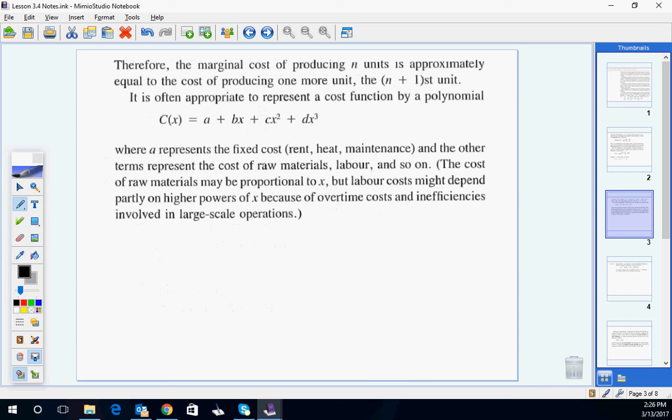So we look at that relationship. It's often appropriate to represent the cost function by a polynomial. So the cost function here is a plus bx plus cx squared plus dx cubed, etc., where a represents the fixed cost. So that would be your starting amount, your amount to run the factory. If you're making something, that's your fixed cost. It won't change. Like they said, rent, heat, maintenance, etc.